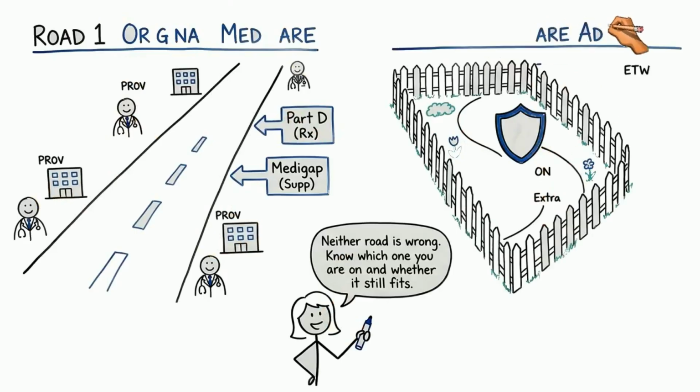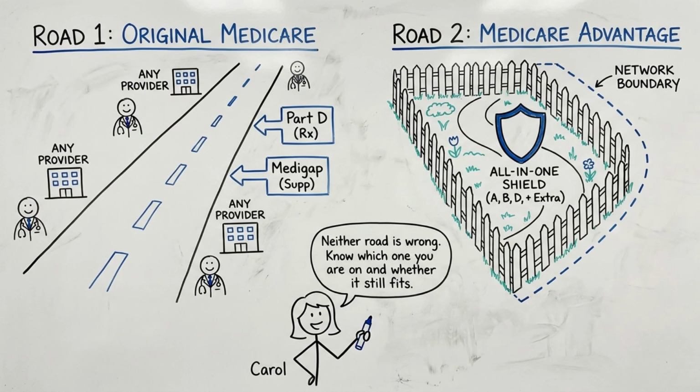The 2 main paths for Medicare coverage. Path 1: Original Medicare, Parts A and B, plus a separate Part D drug plan, plus an optional Medigap supplement to fill the gaps. Path 2: Medicare Advantage, Part C, which bundles A, B, and usually D together in one private insurance plan. The fundamental trade-off: Original Medicare gives you freedom to see any doctor nationwide with no network restrictions. Medicare Advantage gives you cost predictability through an annual out-of-pocket maximum, but restricts you to a network.